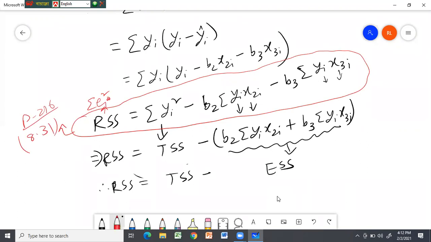Yes, sir. Sum of ei square is equal to sum of small yi square minus b2 into sum of yi x2i and minus b3 into sum of yi into x3i. So this is the formula of the sum of ei square which is given in your text, and that is the derivation procedure of sum of ei square. Here there is no presence of b1, because b1 has already been included in the y bar value, and y bar is the mean value, which has been given as a deviation from the actual values, and after that we have written it as small yi or small xi.